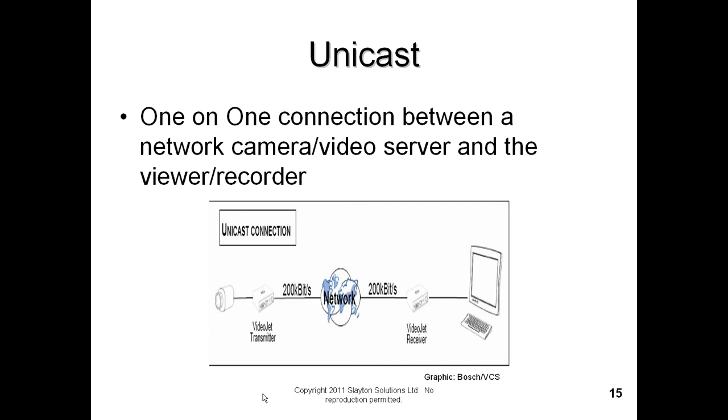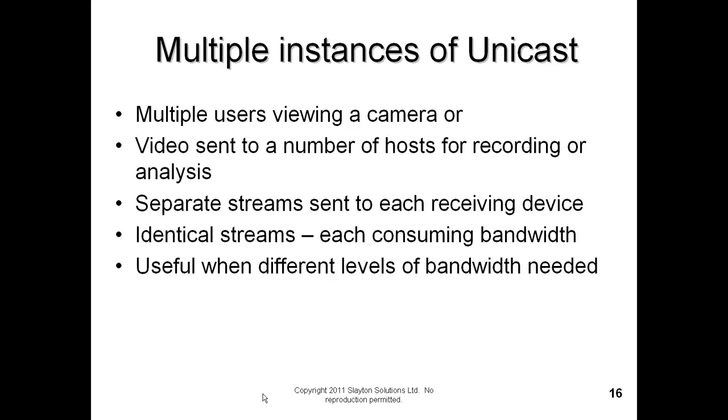A unicast is a one-to-one situation. We've got a user on the right-hand side sitting at his computer. He is communicating to a camera over on the left-hand side that's hooked up to a video encoder that's pushing 200 kilobits per second of video through the network, and that's a one-to-one connection. That's easy to understand.